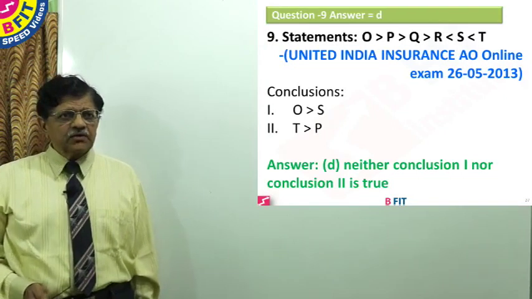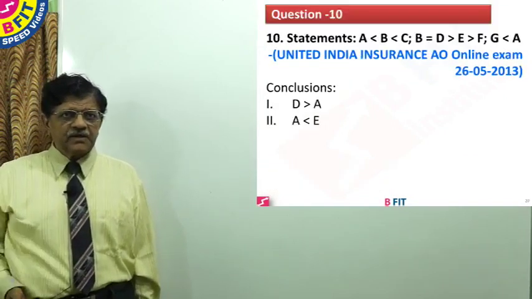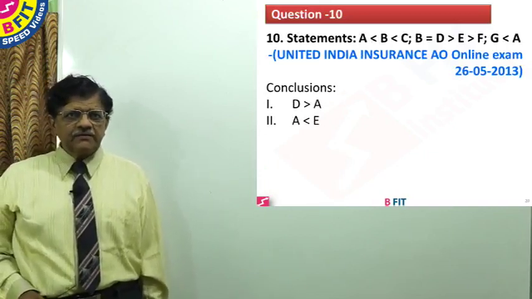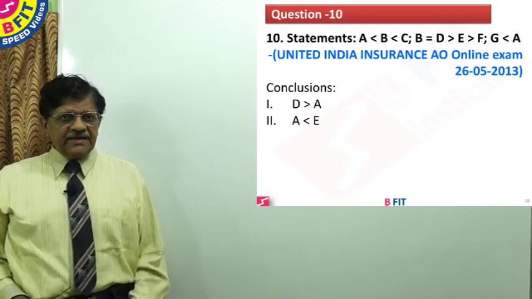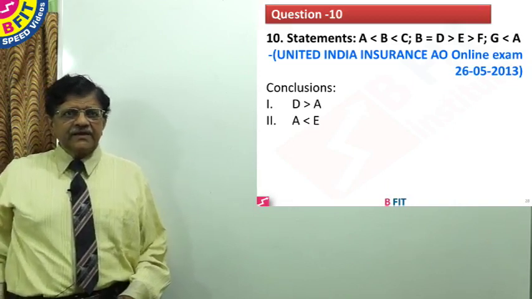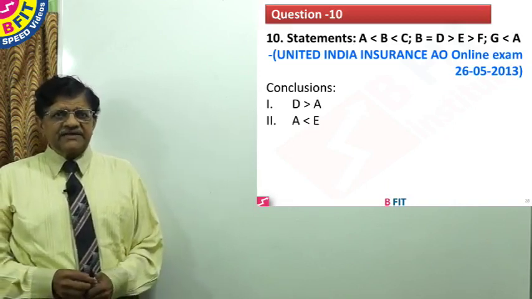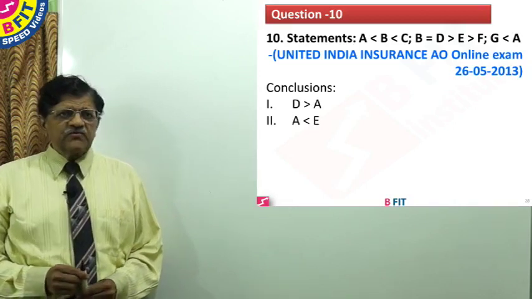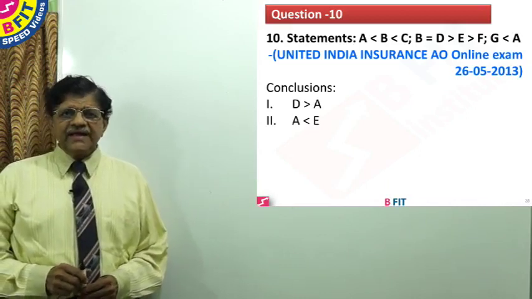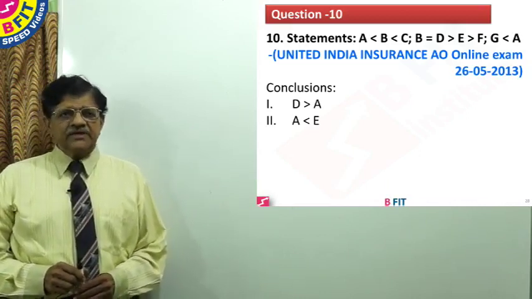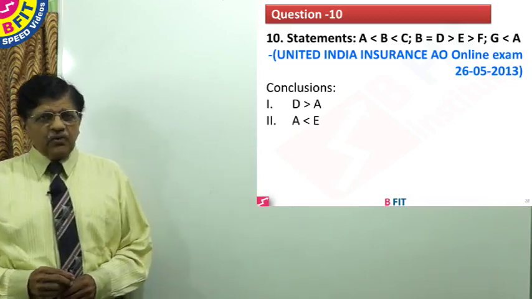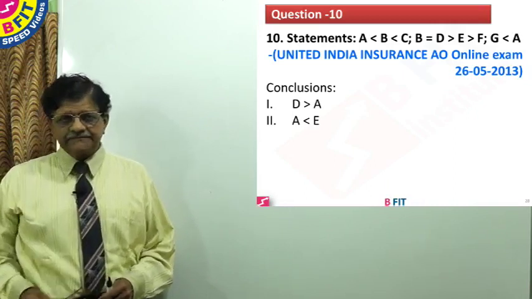Now let us look at question number 10. Here we are given three statements. A is less than B is less than C, B is equal to D greater than E greater than F, and the third statement is G is less than A. So we have to arrive at the conclusions. D is greater than A and A is less than E. Which one of them is true? Because here there are three statements, we may have to form a grid and work. So let us see the working.